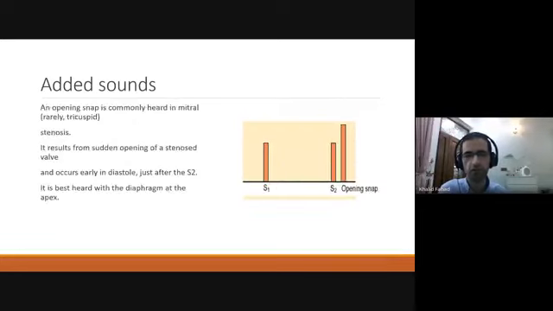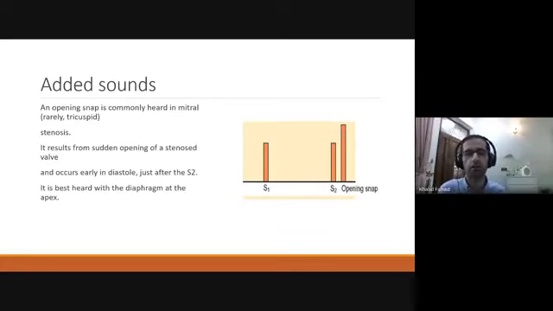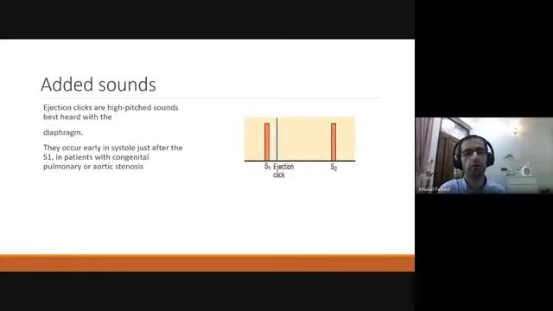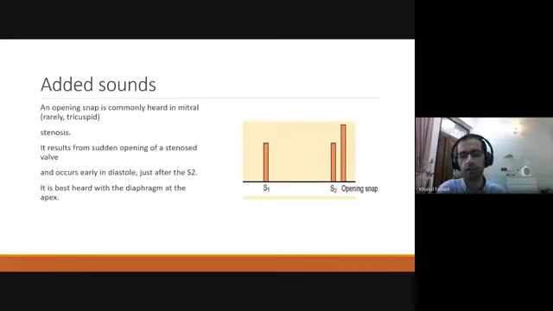Clicks occur in systole, snaps in diastole. Clicks occur just after the first heart sound, while snaps occur after the second heart sound. Clicks are usually caused by the pulmonic and aortic valves, because they are open during systole. So stenosis of these valves will produce the click during systole. And this is true for the mitral and tricuspid valves, because they open during diastole. So any stenosis of these valves will produce a snap during diastole.